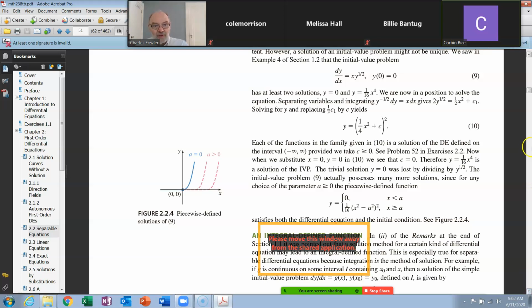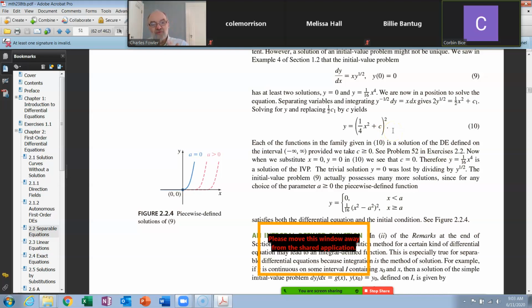So we're in a position now to solve this equation. They showed you how to solve it before. Now we're going to solve it. You separate the variables. Now, would you rather I talk through this or do it on the whiteboard?